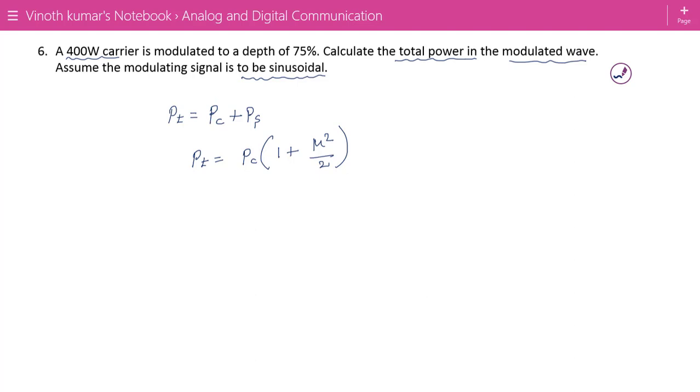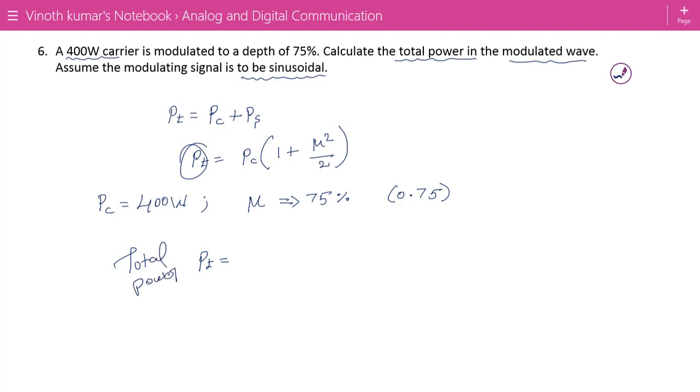So the given values here: 400 watts carrier, so the PC value is 400 watts, and the modulation depth is 75%, so the modulation index is 0.75. We need to calculate the total power, PT. So directly substituting all these values, we will be able to find the total power of the modulated wave.